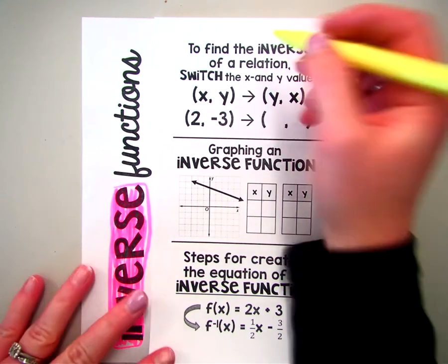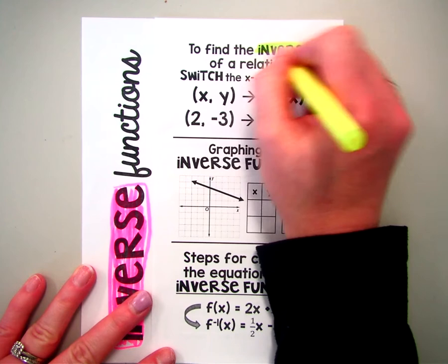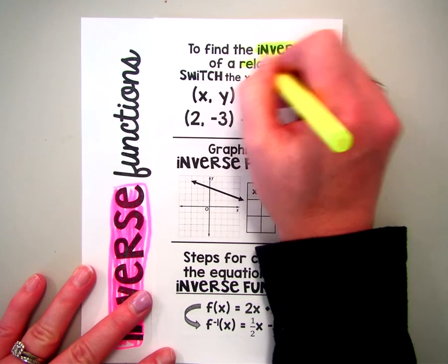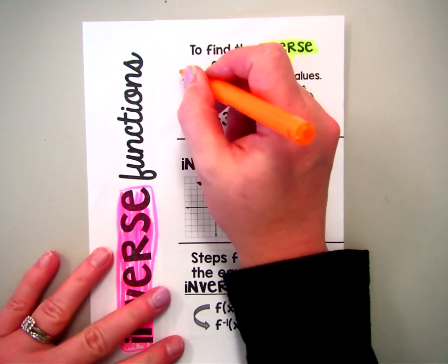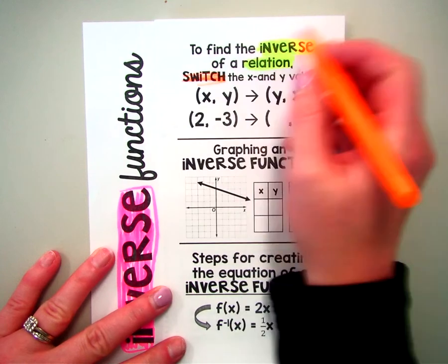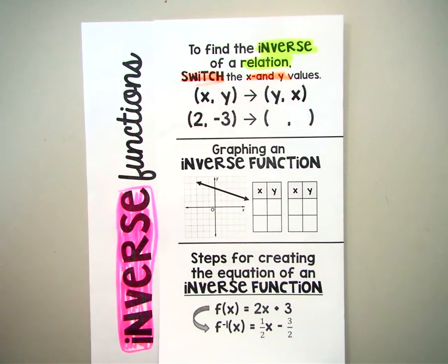So to find the inverse of a relation, which remember does include functions because functions are still relations, they're just a more specific relation, all you're going to do is switch your x and your y values. That's all we have to do for inverse. You're just going to be switching those x's and those y's.